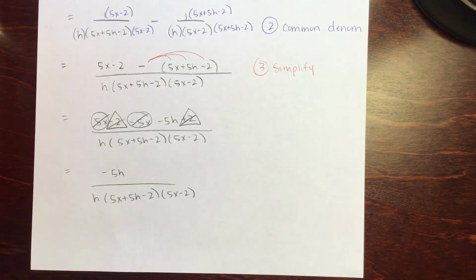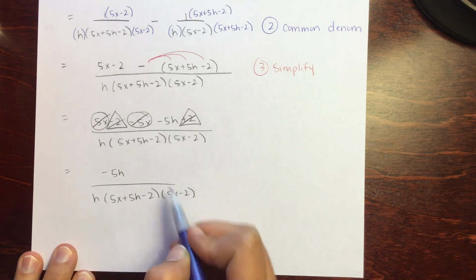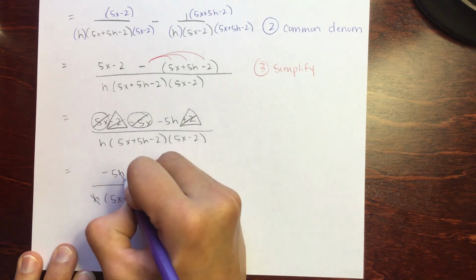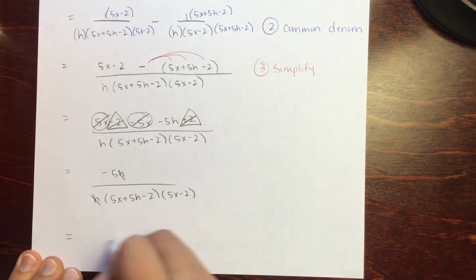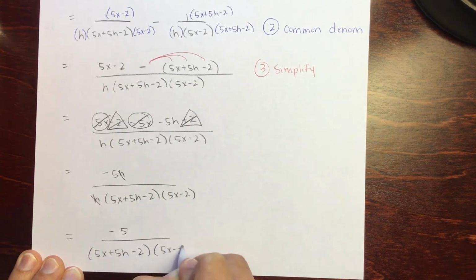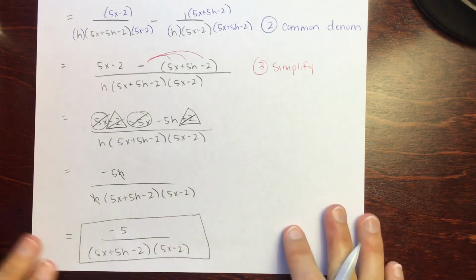Factor, but the denominator is already factored. I left it separated on purpose, and the numerator is a monomial. It's one term, so I can't factor it. But I can cancel. This h is multiplied by everything else in the denominator. This h is multiplied by everything else in the numerator, so my h's cancel. This is my final answer.